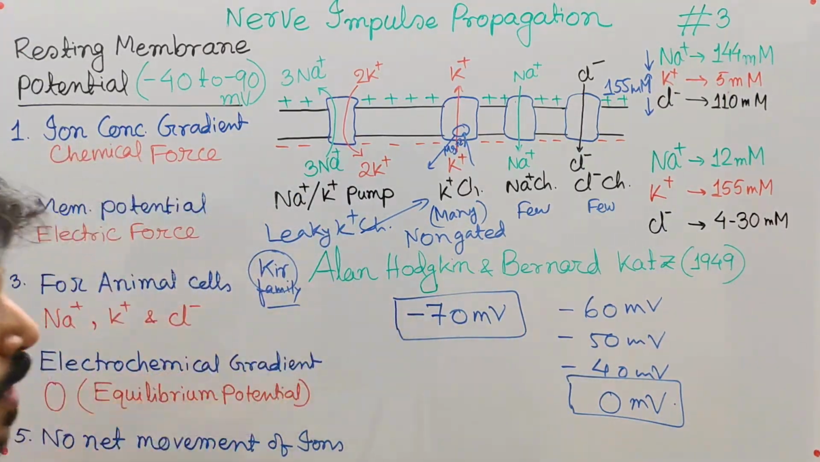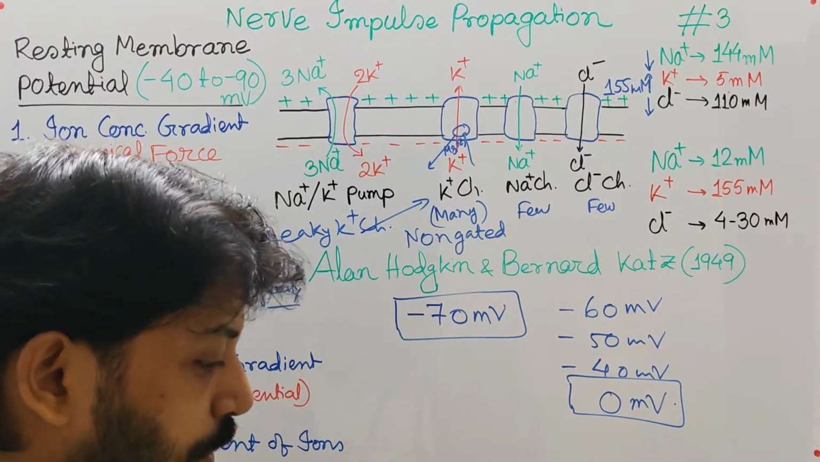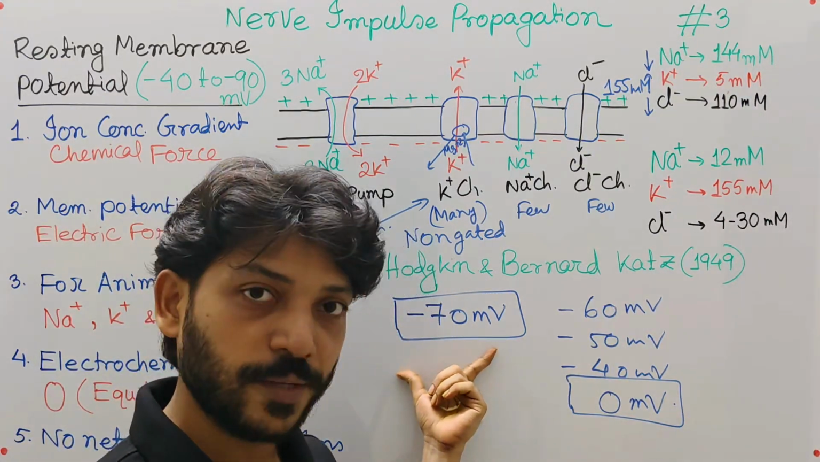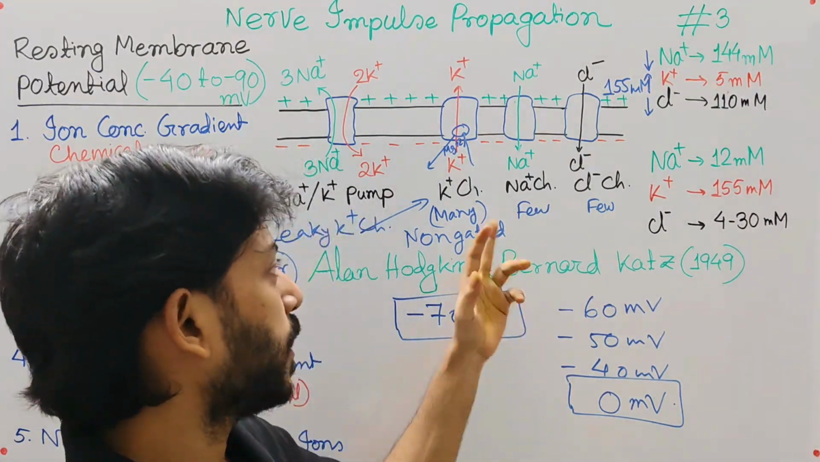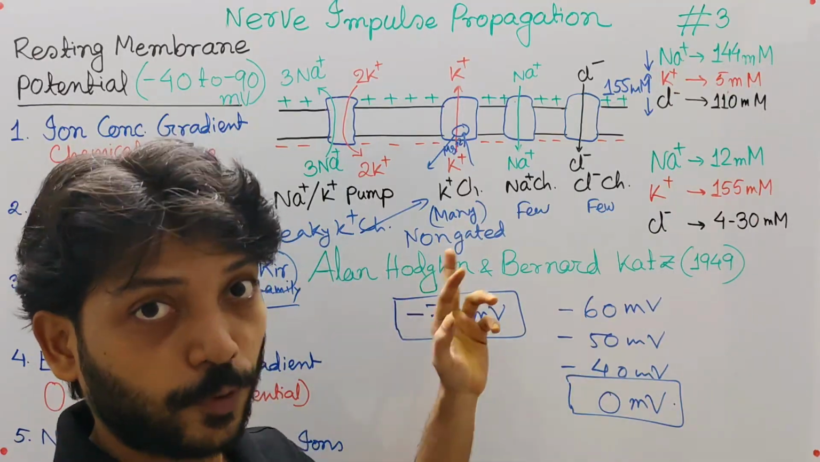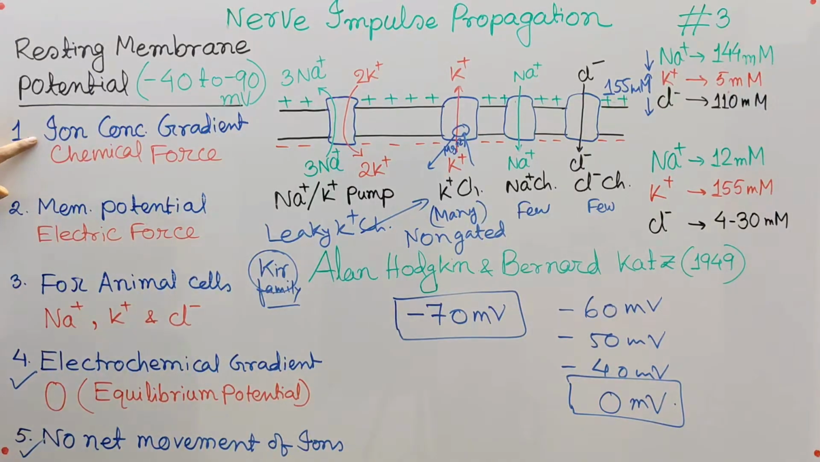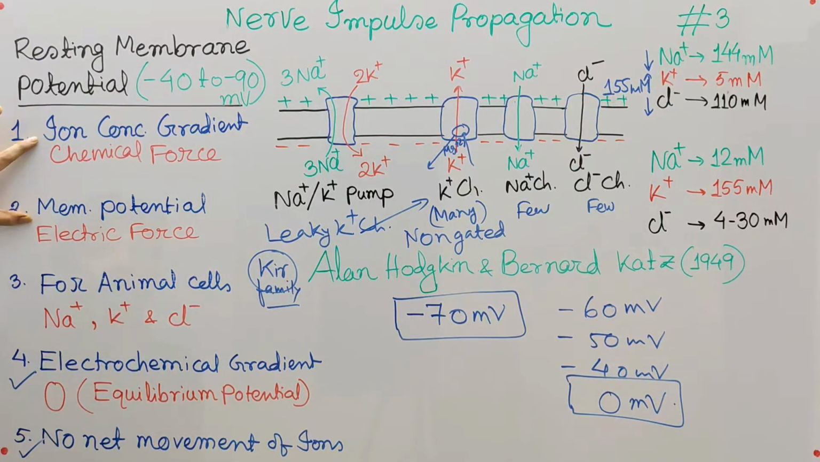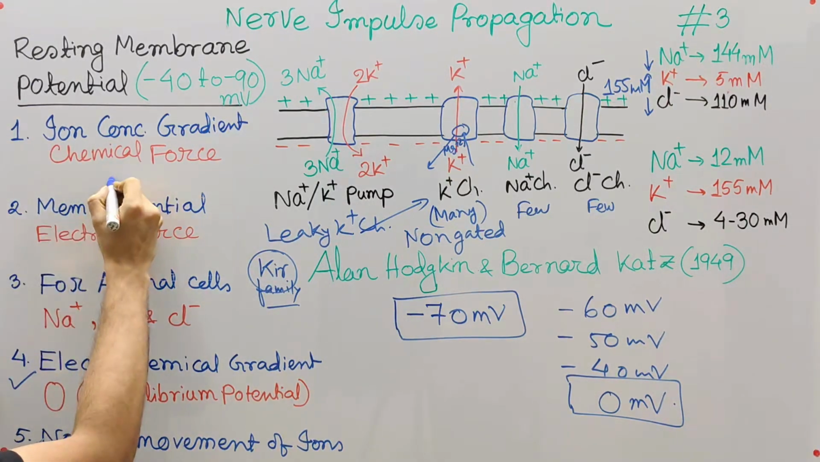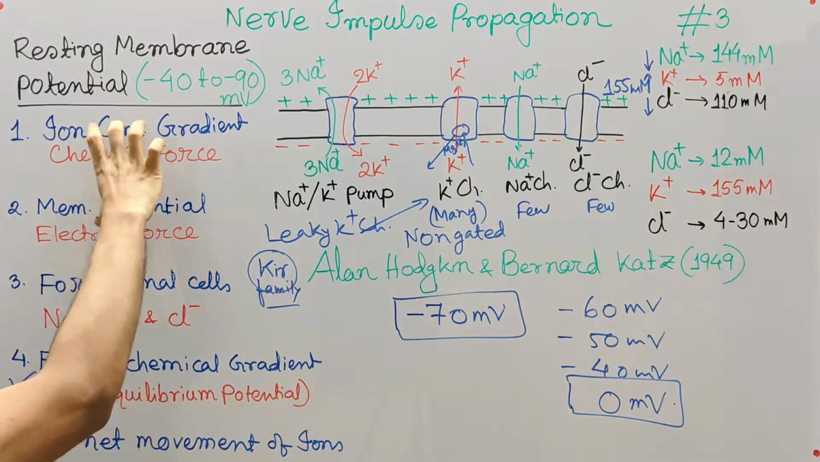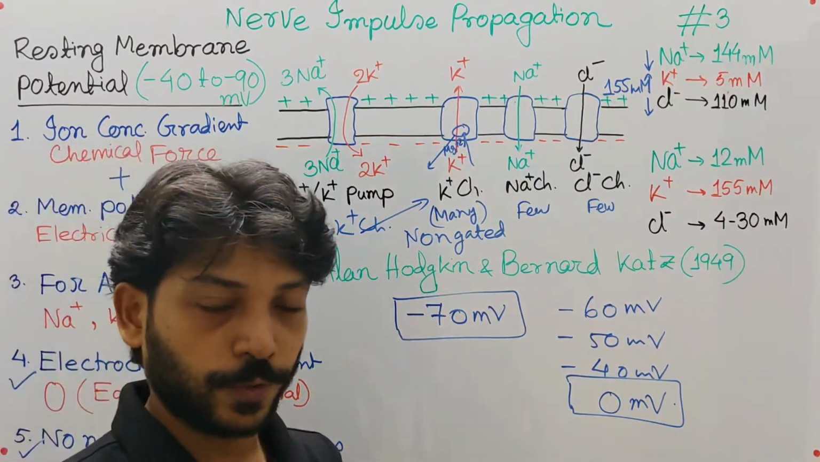So from Alan Hodgkin and Bernard Katz's experiment in 1949 at Cambridge University, we got the value minus 70 millivolt, and we know that potassium ions or potassium channels are important for the generation of resting membrane potential. These two forces, ion concentration gradient and the membrane potential, that means the chemical force and electric force, if we combine these two forces, we will call it electrochemical gradient. Okay, now as I have mentioned, these two forces actually are opposing forces.